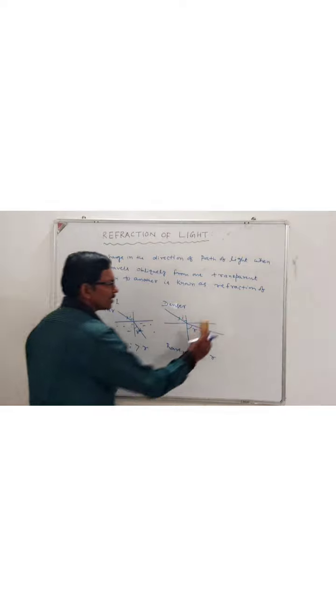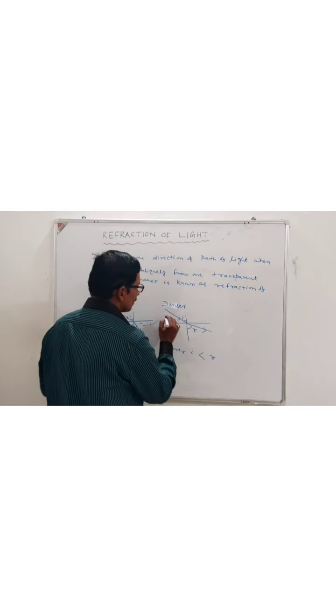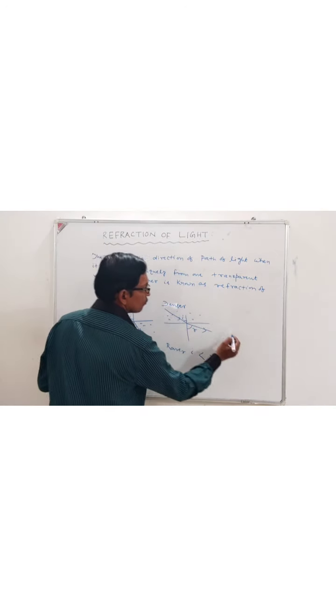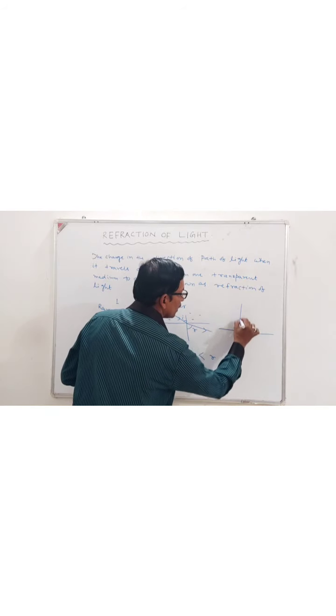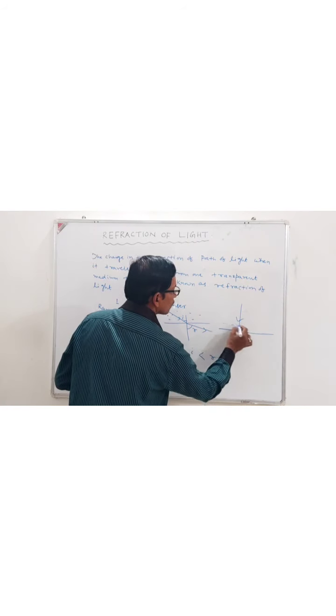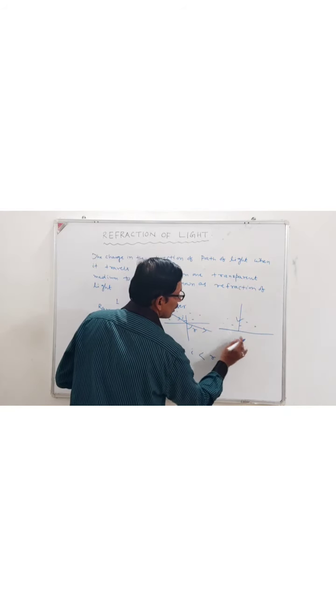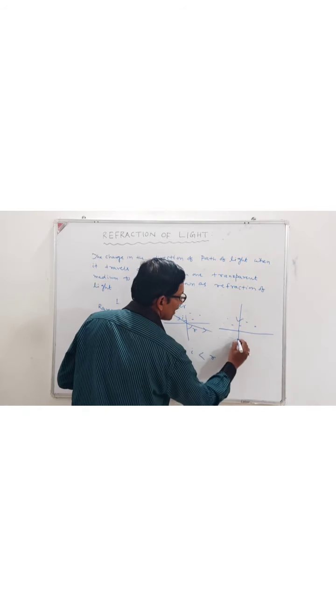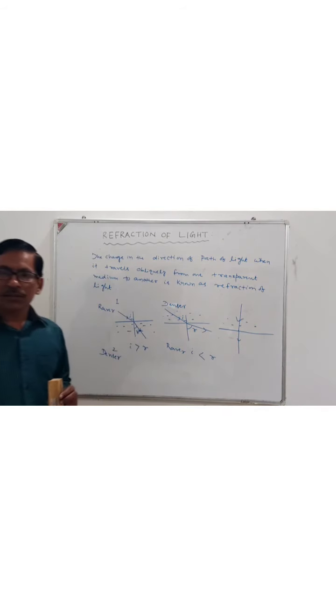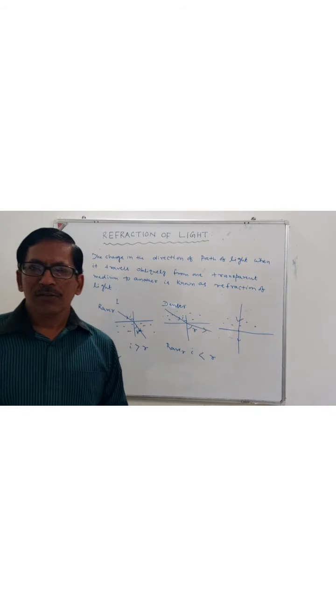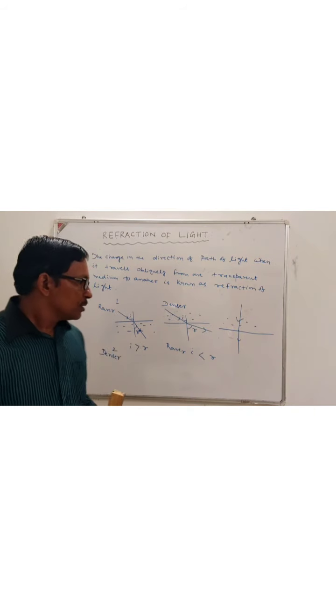And one more important thing you should remember, that when light is incident normally on an interface, whether rarer to denser or denser to rarer, it will pass undeviated. The reason you can get later on, why it will pass undeviated.